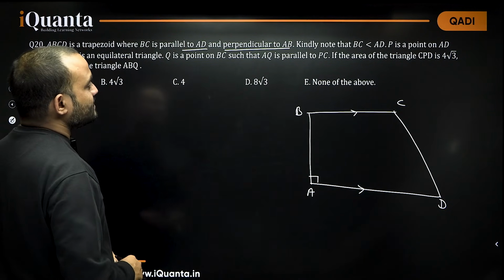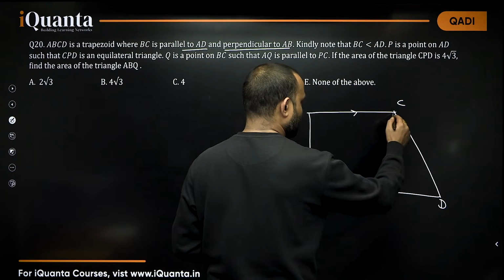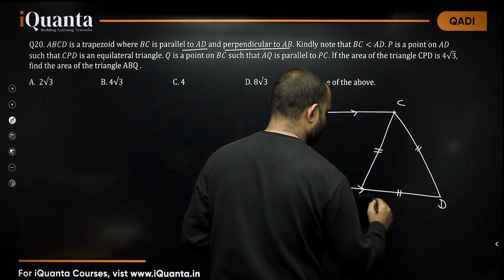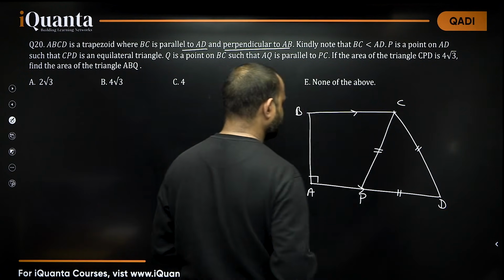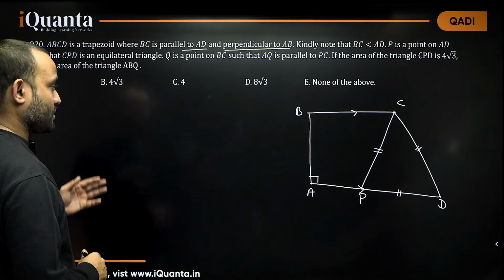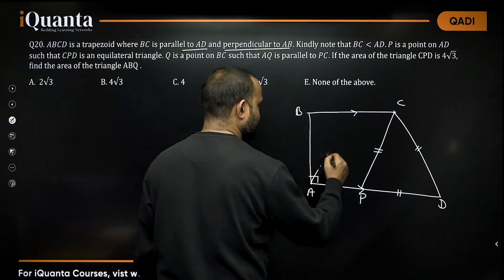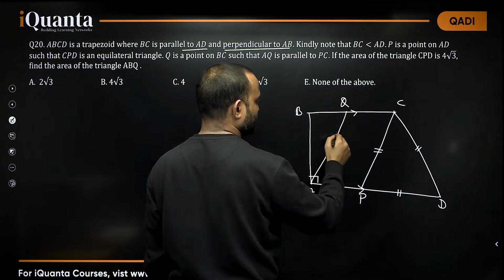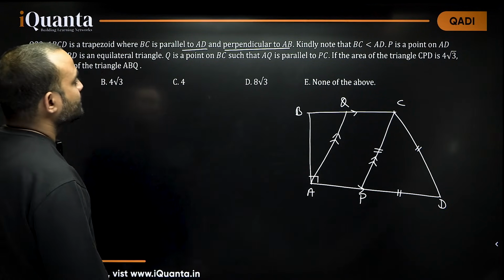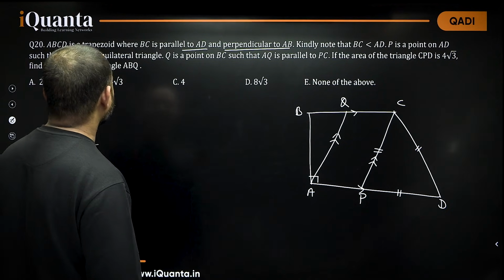Now it says P is a point on AD such that CPD is an equilateral triangle. So we draw this triangle. These three are of equal length. This is P. Before that, it says Q is a point on BC such that AQ is parallel to PC. So AQ is parallel to PC. This is Q, and these two are parallel to each other. If the area of CPD is 4 root 3, then find the area of the triangle ABQ.